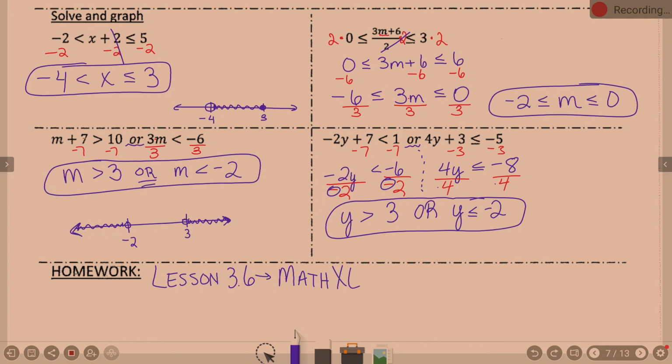Okay, your homework tonight is lesson 3.6. Unfortunately, it looks like all of you have 2 homeworks to do. So you need to get caught up on 3.4 and you need to do 3.6.